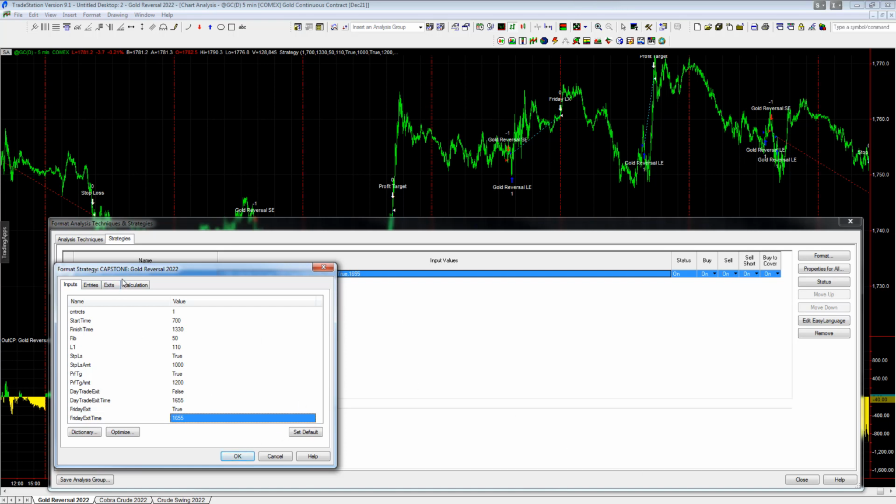So that is Gold Fibonacci Reversal 2022, and it's a brand new strategy that takes advantage of the wild moves in the gold futures market.